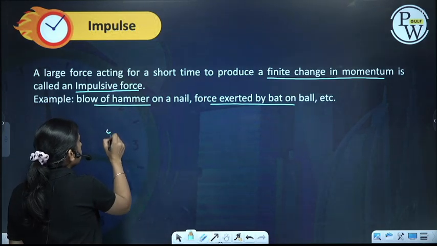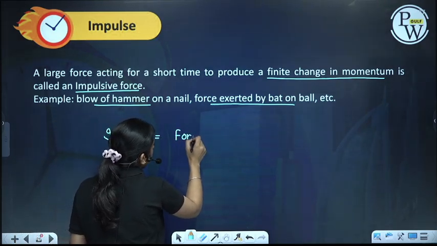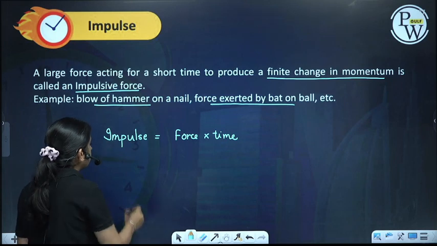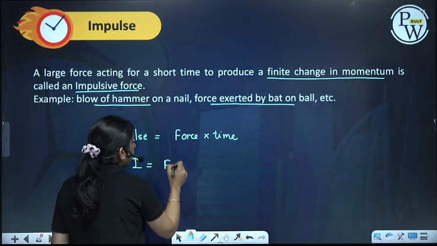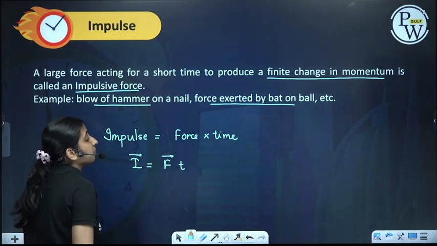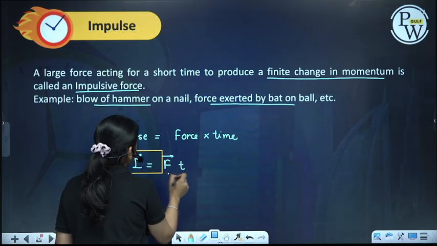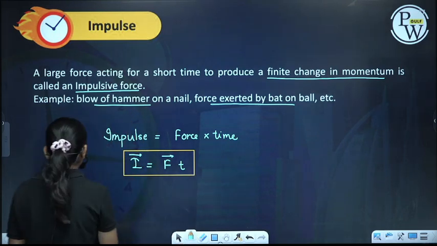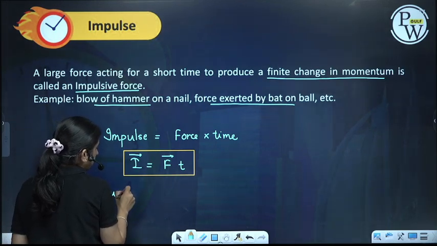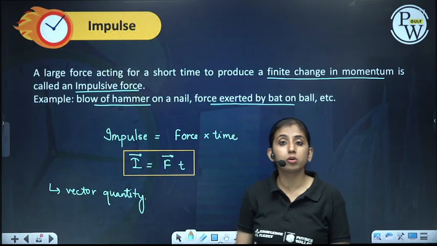And what is impulse? The impulse is the product of both. Impulse will be equal to force into time. So we can write impulse as F into t, if t is the time interval. Because F is a vector quantity, impulse will also be a vector quantity. Impulse is also a vector quantity, equal to force into time.